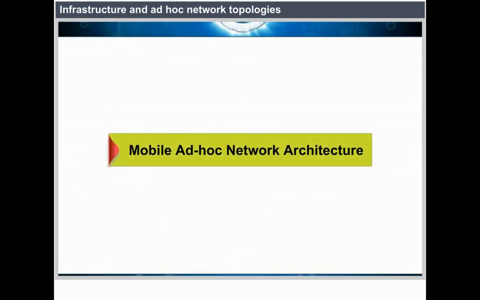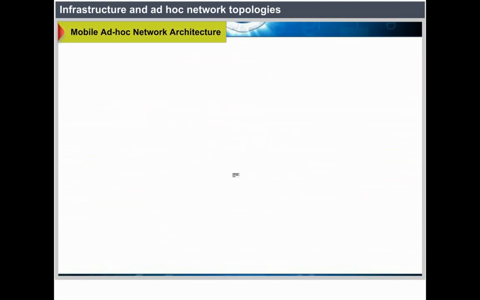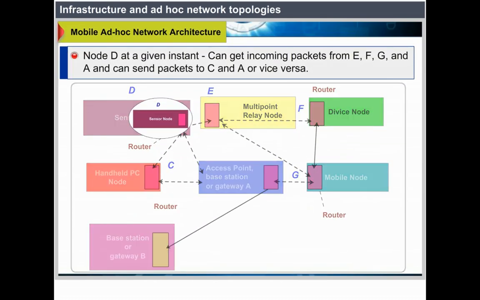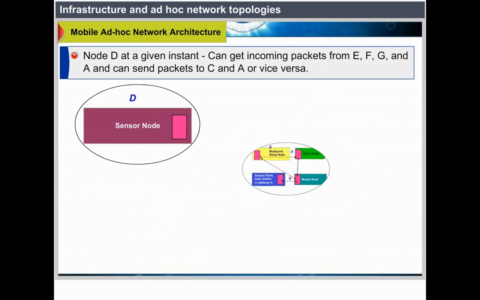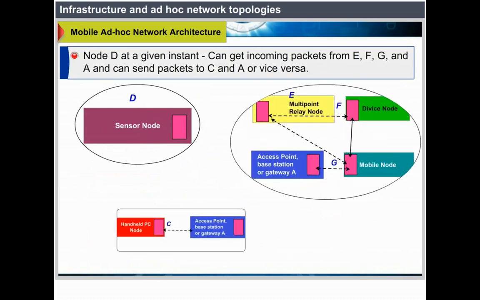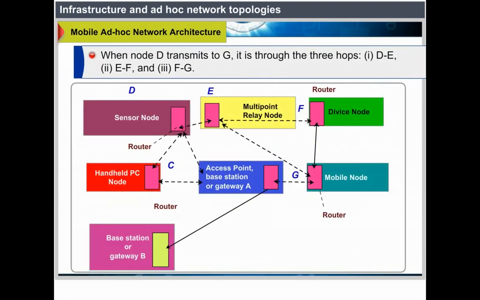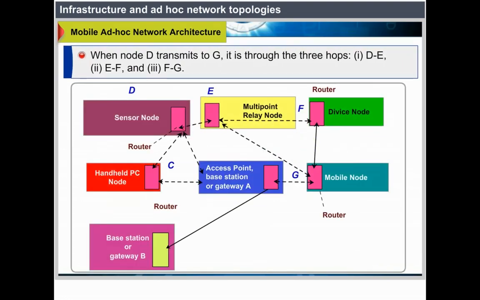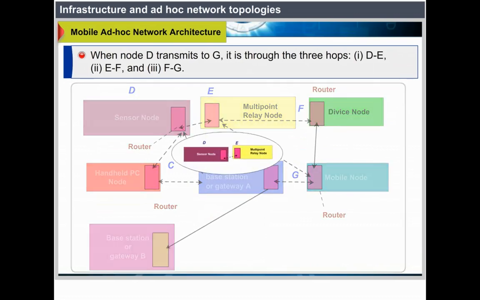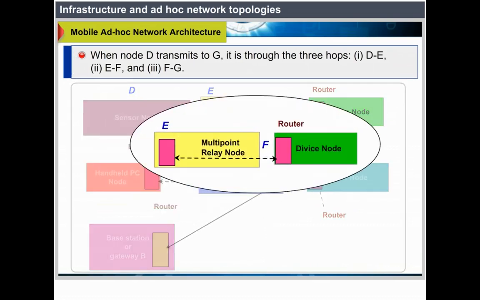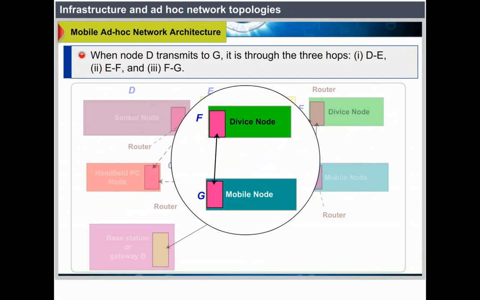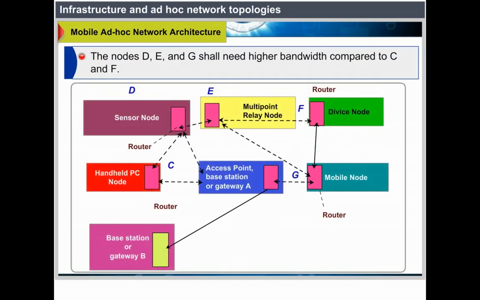Mobile ad hoc network architecture. Node D at a given instant can get incoming packets from E, F, G and A and can send packets to C and A or vice versa. When node D transmits to G, it is through three hops: 1, D and E; 2, E and F; 3, F and G. The nodes D, E and G shall need higher bandwidth compared to C and F.